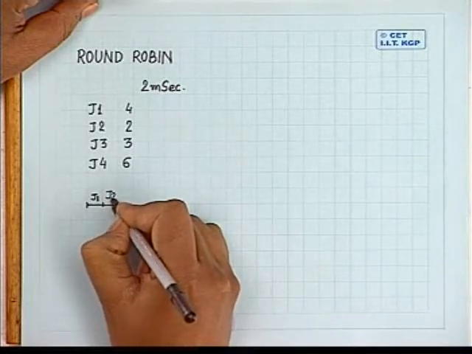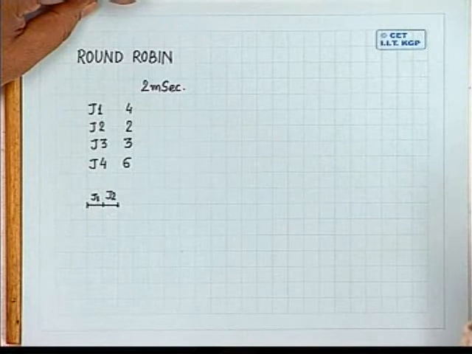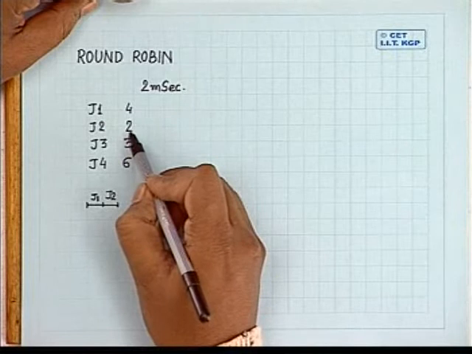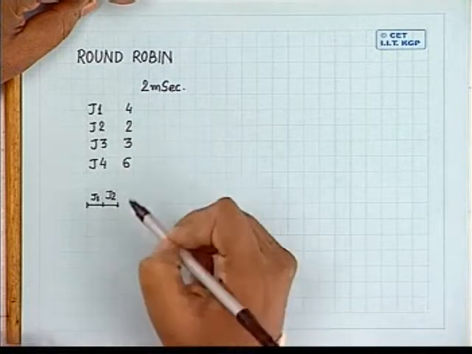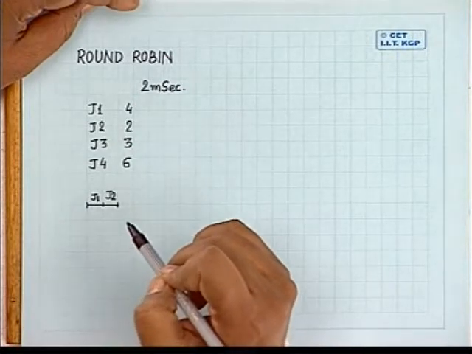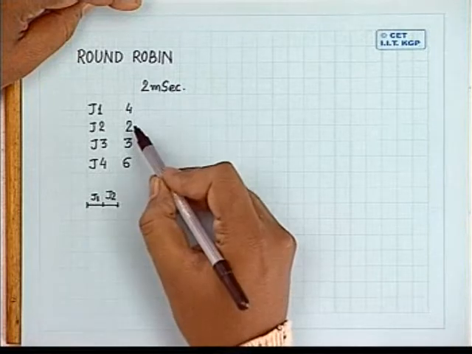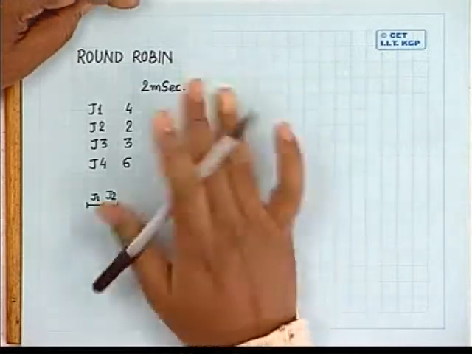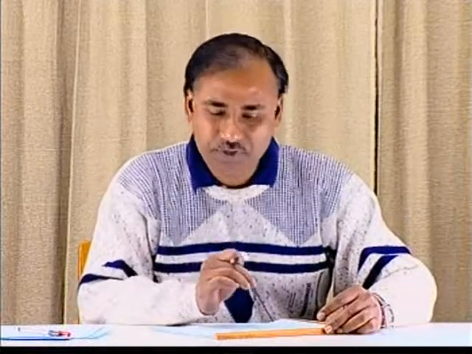J2 will again be executed for 2 milliseconds. And you find that here the CPU burst time requirement of job J2 was also 2 milliseconds. That means the CPU burst requirement of job J2 is complete. So at the end of this, job J2 will either move into the halted state, that is, the entire lifetime of job J2 is complete, or job J2 may be moved into the IO waiting state if, at the end of this CPU burst, job J2 needs any IO operation.